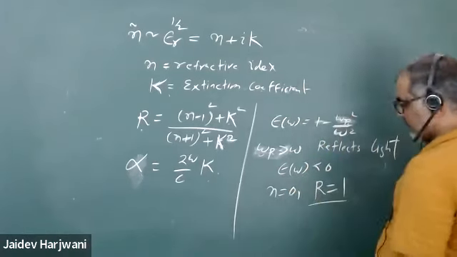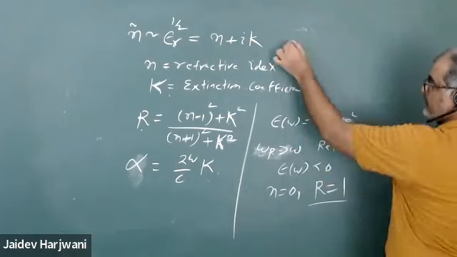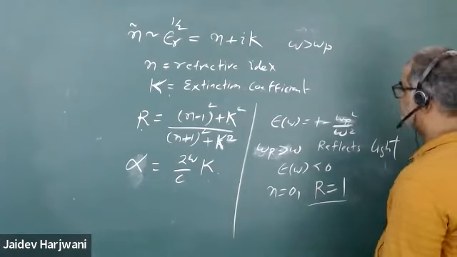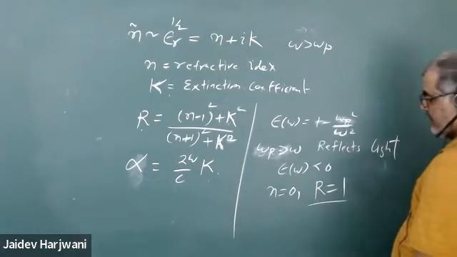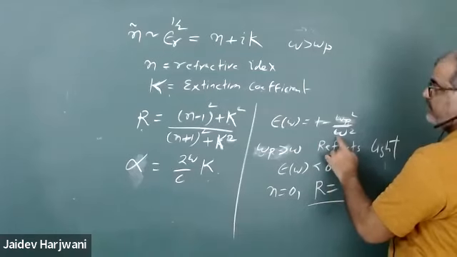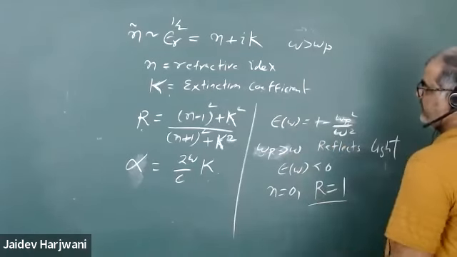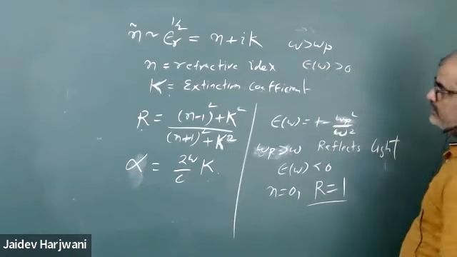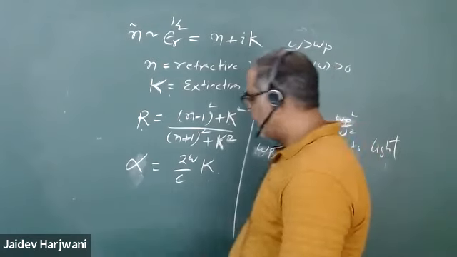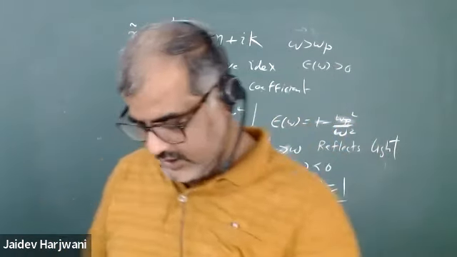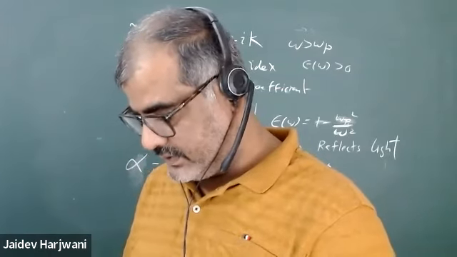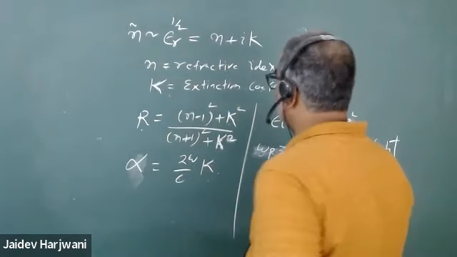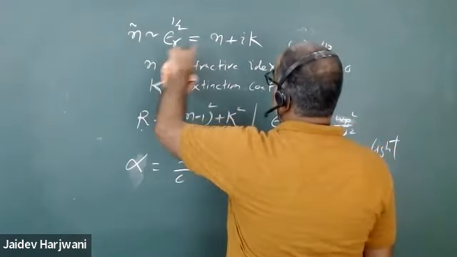Similarly, now if omega is greater than omega p, then what will become? In that case, this e becomes positive and real. So e is positive. That means now what will happen? E positive hai to kya ho jayega aapki? Refractive index becomes positive. And now if er is positive, real values, then this k becomes zero.